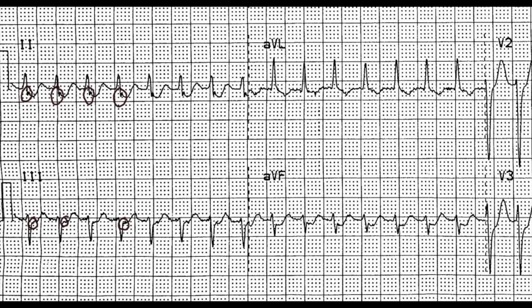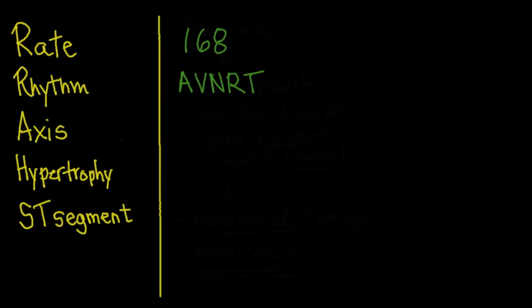You can also see a little notching right there after each QRS complex. And what's going on here, this is very fast, so you have tachycardia, as we've already said, but it's also very regular, and there are P waves after the QRS complex. This type of pattern you'll see in AV nodal reentrant tachycardia. So I think that's what's going on here with the rhythm.